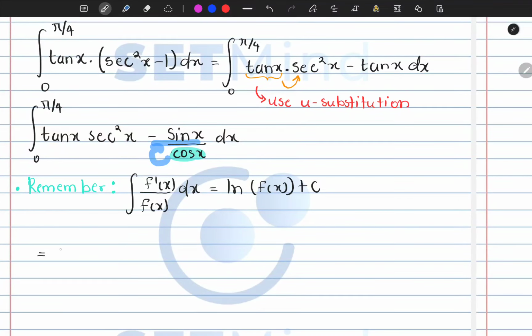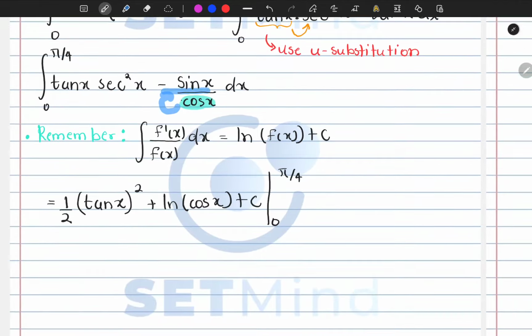Now for the first part, I know it must have been tan which I differentiated to get sec squared x. But since the tan is there, it must originally have been to the power of 2. Since I don't see the 2, by the chain rule I should multiply by a half to undo the effect of differentiating. For the other part, all I will have is ln of cos x, then plus c, and this is evaluated between 0 and pi over 4.